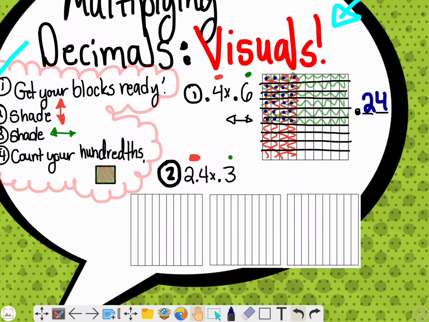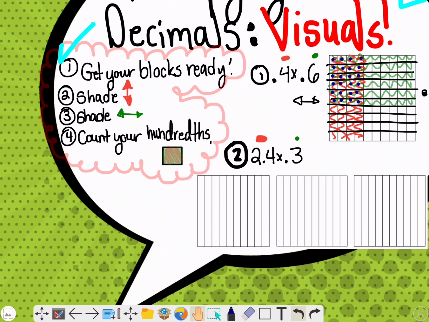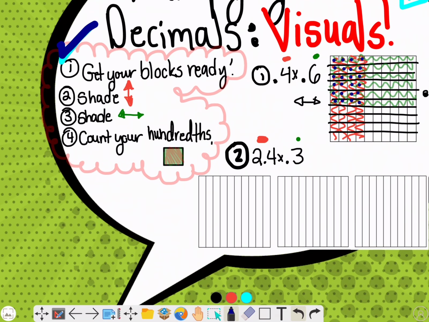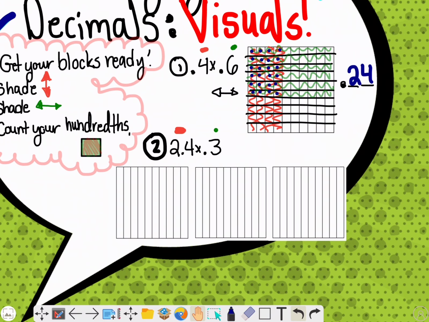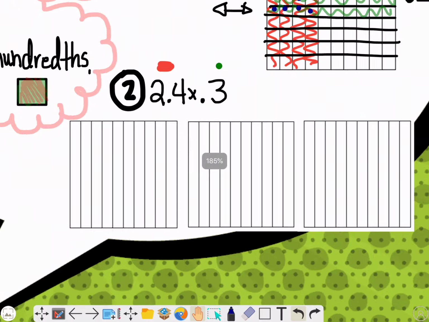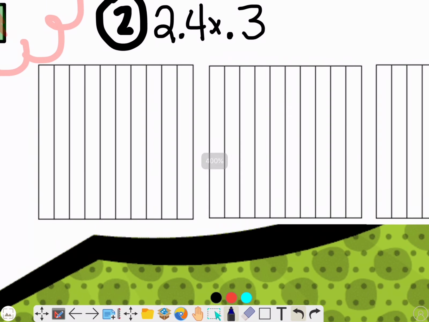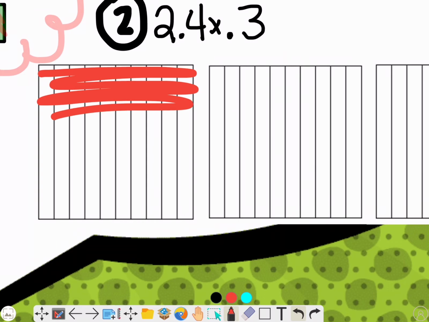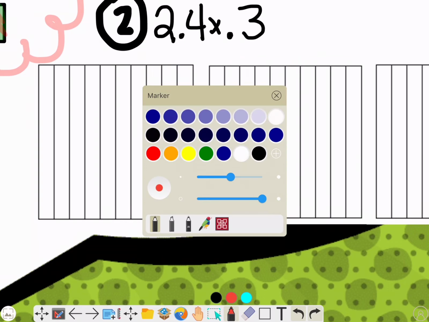But what happens if you have a whole number? That's okay. Not the end of the world. You're just going to need to get your blocks ready by drawing. I already put a check because I did it. Since it's 2.4, I have 2 blocks I need for sure, and then a little bit of the last one. So I'm going to shade in 2.4. I'm going to do it lighter too so you can see the overlaps of the lines.